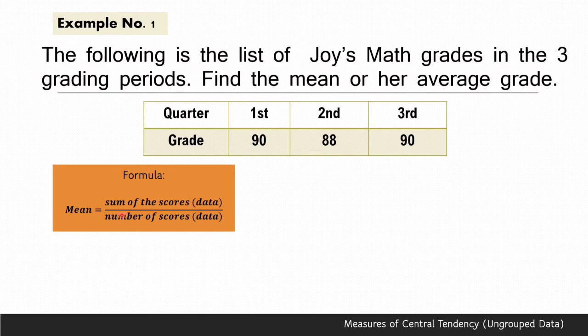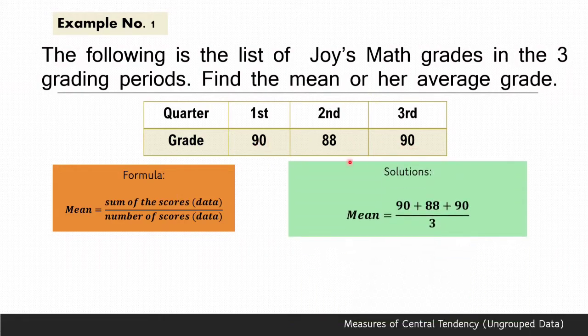So using the formula, the sum of the scores over the number of scores. In this case, the scores that we are referring to is the grades of Joy. So adding them all, that's 90 plus 88 plus 90, and then we have to divide it by 3. Where did we get the number 3? It's the number of the scores or the grades.